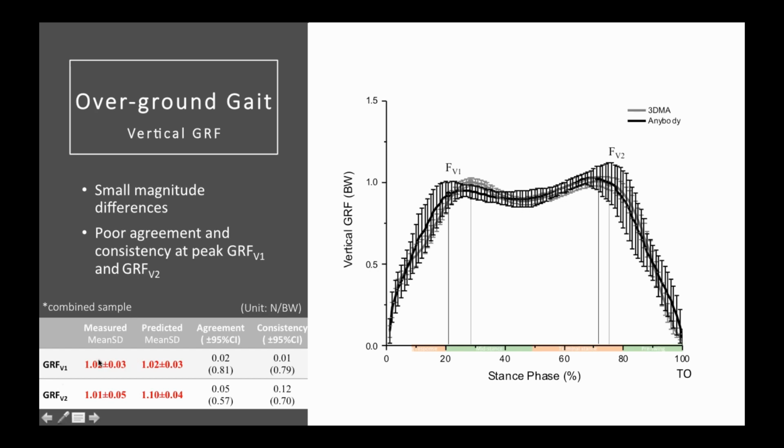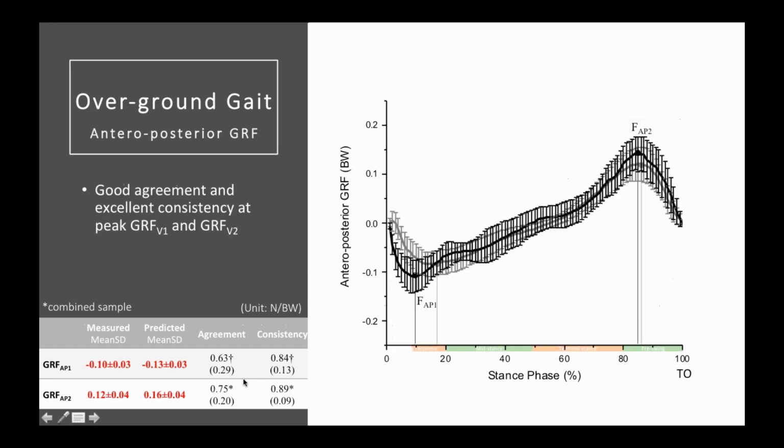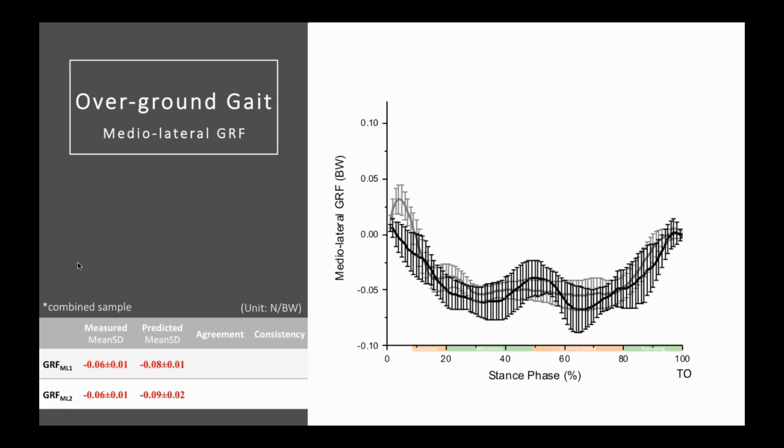As far as the peaks go, you can see here in the table V1 and V2, the measured versus the predicted. As far as the magnitude, there are small differences. But as far as agreement and consistency, we had poor agreement and consistency between the measured and predicted vertical ground reaction forces. As far as the anterior posterior ground reaction forces, again, the patterns were very close and the magnitudes were close, though not as close as the vertical ground reaction forces, and we got good agreement and excellent consistency in both peak points.